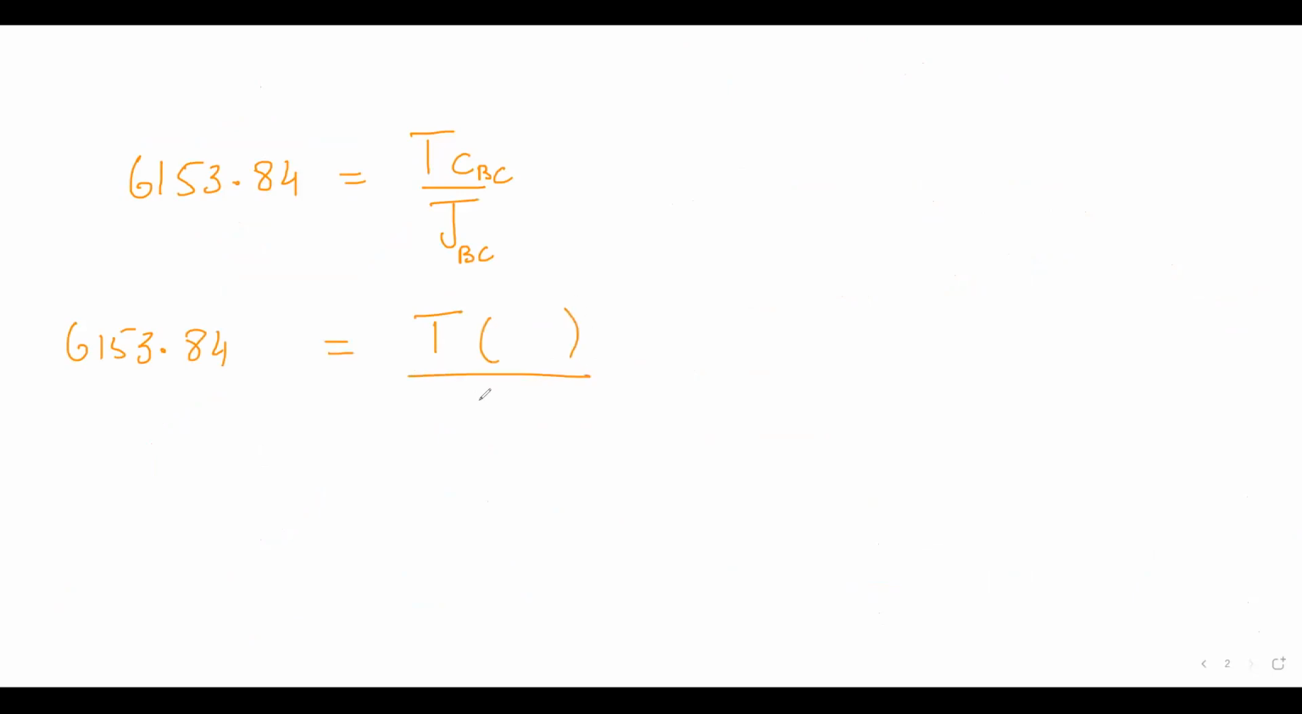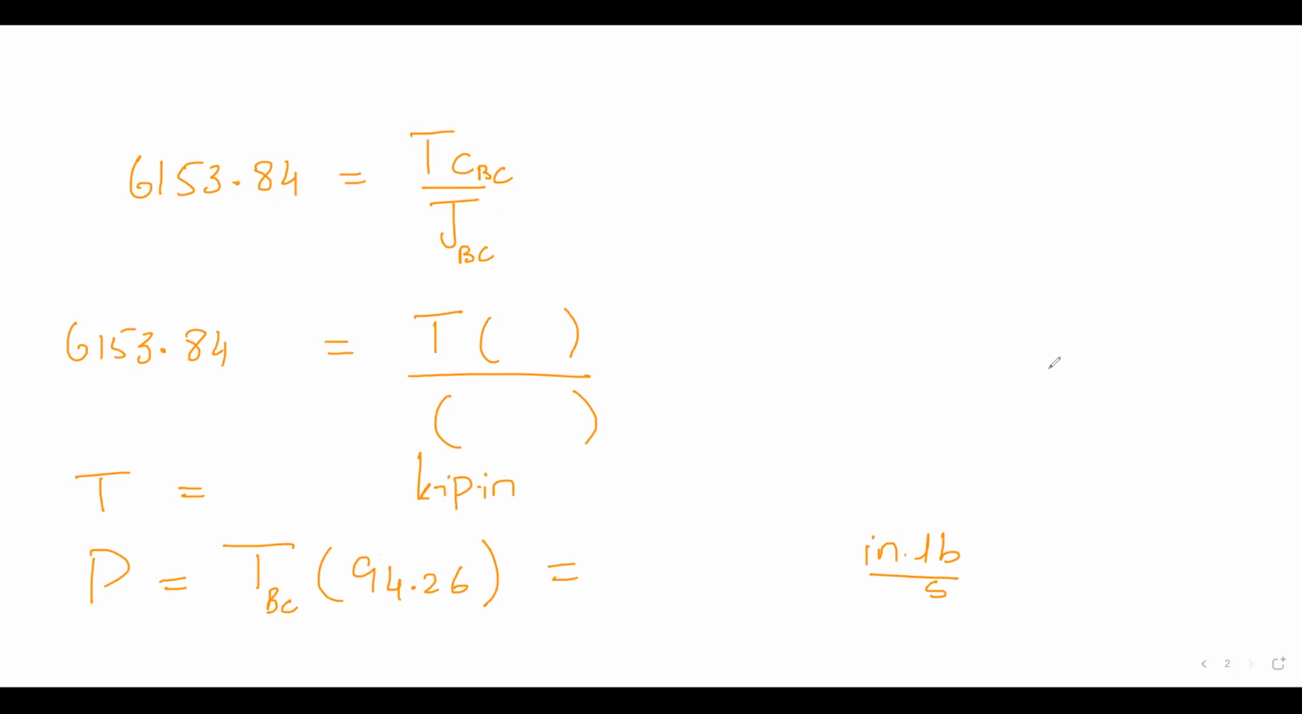do the number crunching. I'm coming to your desk to double check. This gives me kilo pound inches, and power comes out to be T BC multiplied by 94.26, which gives me some value in pound inch per second. Okay, hang on for a second. Please bear with me. And then I will write 1 horsepower, again this is very confusing, I know, is equal to 550 foot-pound. And you need to give me the answer in horsepower. Do it.